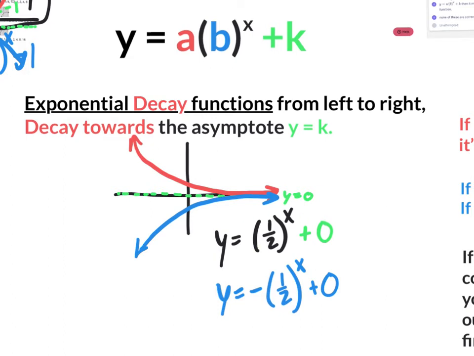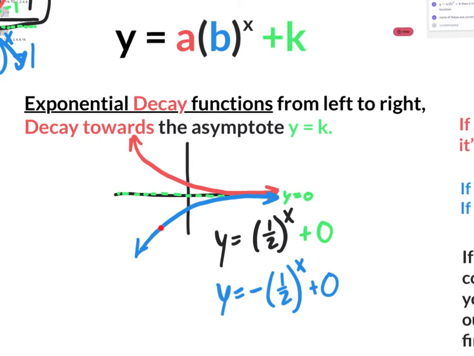Now, either one of these, the black one or the blue one, they're both decay functions. They both have a base that's less than 1. They both have the base 1/2. So they're both decay functions. And both of them, from left to right, really do decay towards the asymptote. This red one, as you go from left to right, it's getting closer and closer to the asymptote. That's why it's not a growth function. From left to right, it's getting closer to the asymptote, not growing away from the asymptote. Same thing with the blue one. The only thing is that the blue one has a negative in place of the a value.